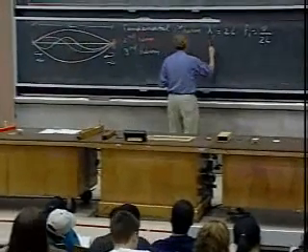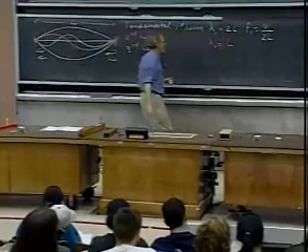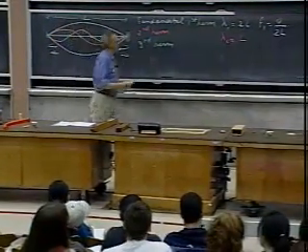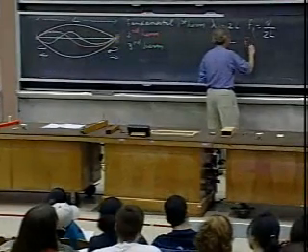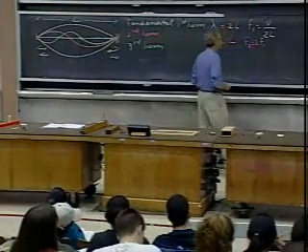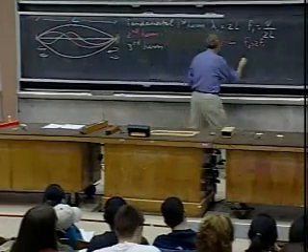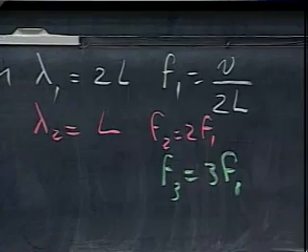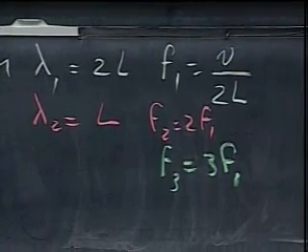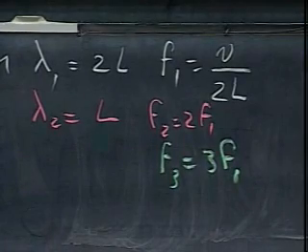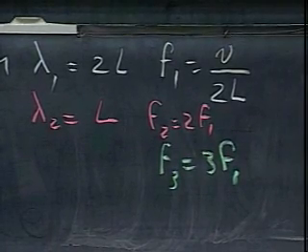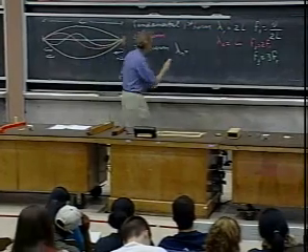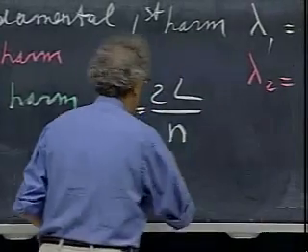For the second harmonic, lambda 2 equals L. You can tell. You see a complete wavelength here. And f2, that frequency, is going to be twice f1. And f3 is going to be 3 times f1. And if you want to know for the nth harmonic, n being Nancy, then lambda n equals 2L divided by n.